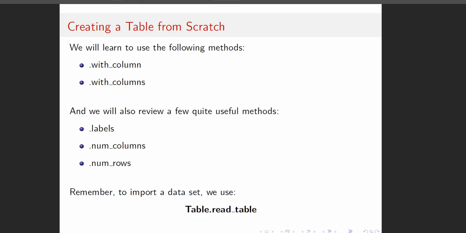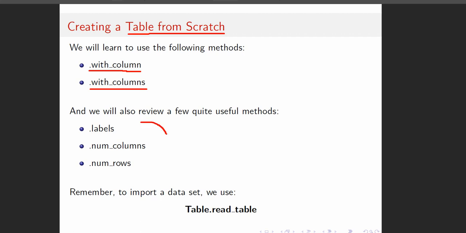We have another new topic that we're going to be talking about. Mostly we've just imported our tables, but we can create a table from scratch. And how do we do that? Well, we have with_column and with_columns. They behave pretty much the same, except obviously the second one allows us to add in multiple columns to the table at the same time.